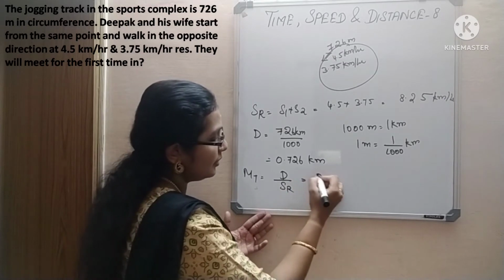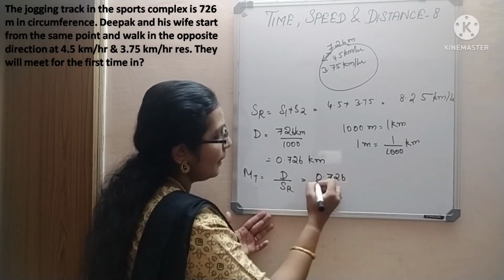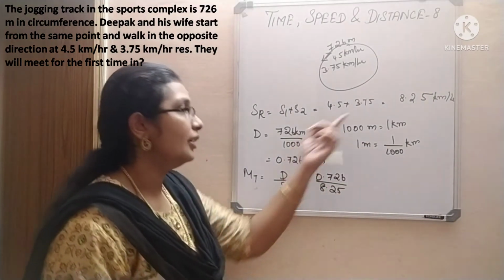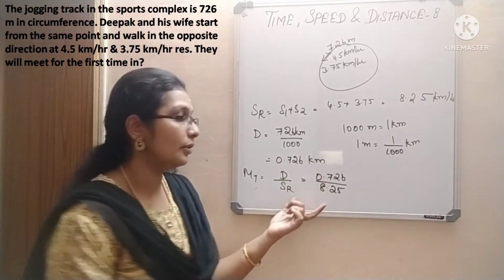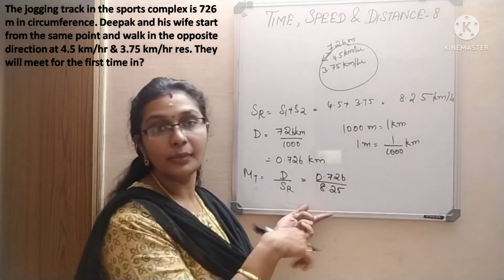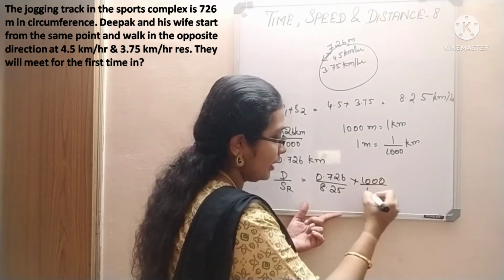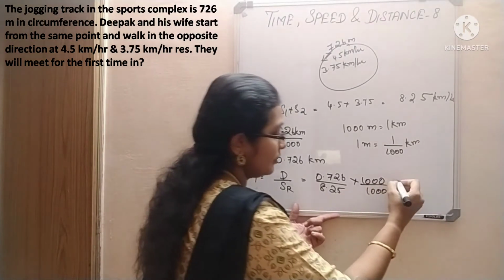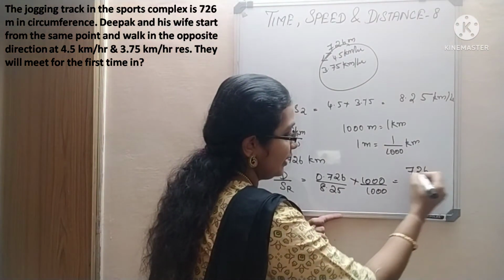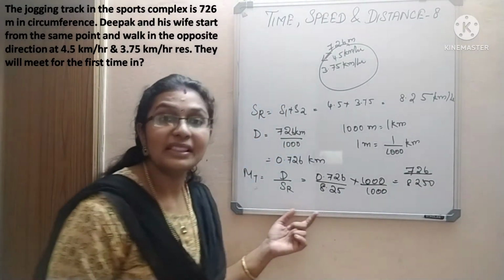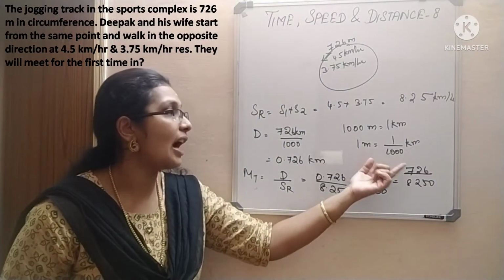Yes, so meeting time is equal to distance by speed. So distance is 0.726 by speed 8.25. Now it is converted into a single unit. In order to remove the decimal, I'll multiply and divide it by 1000, which is 726 divided by 8250. Now your question is in minutes, so this is in hours already.